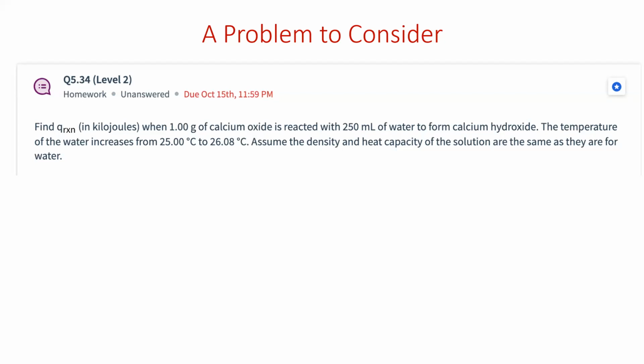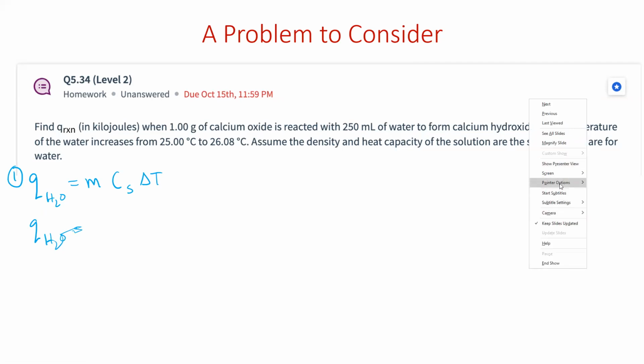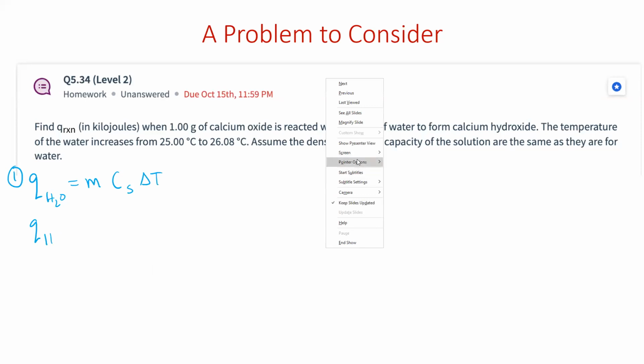Yeah, we need Q equals MC delta T, right? We need Q equals MC delta T for the water. So the heat of the water, Q of the water, and our mass of our water.